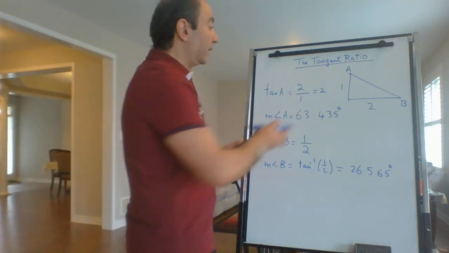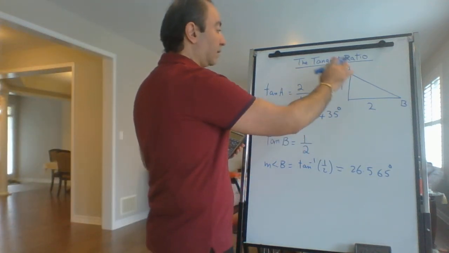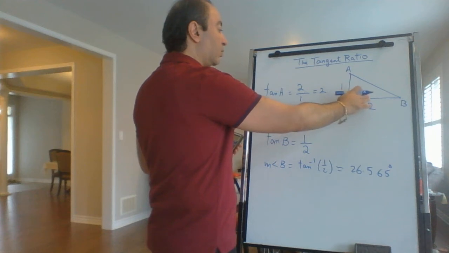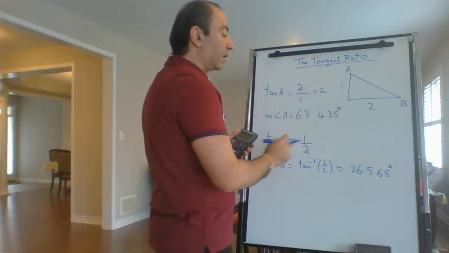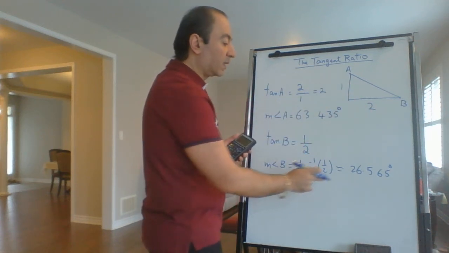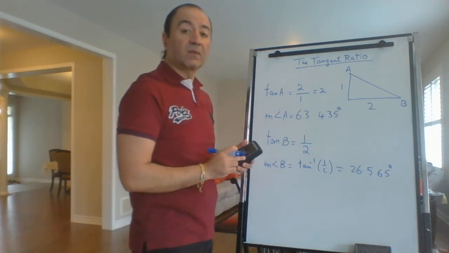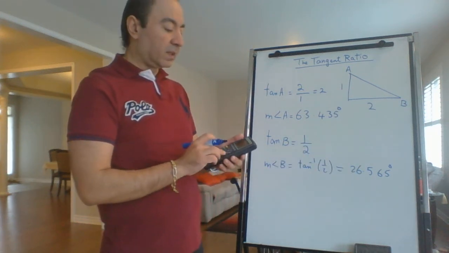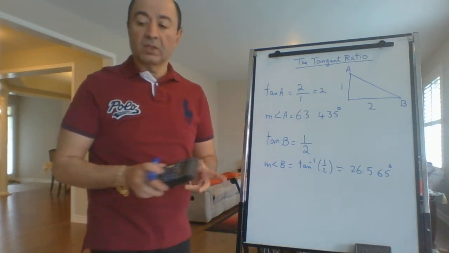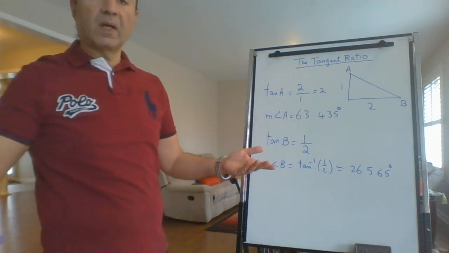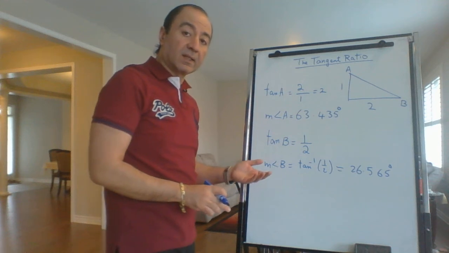Okay, so that's how we find tan. Tan is the ratio between the opposite and the adjacent. If we want to find the measurement of the angle, we use tan inverse or tan minus 1, then we can find the angle. Okay, this is what I want you to learn today. Tomorrow we're going to continue with how to use tan to get missing sides.